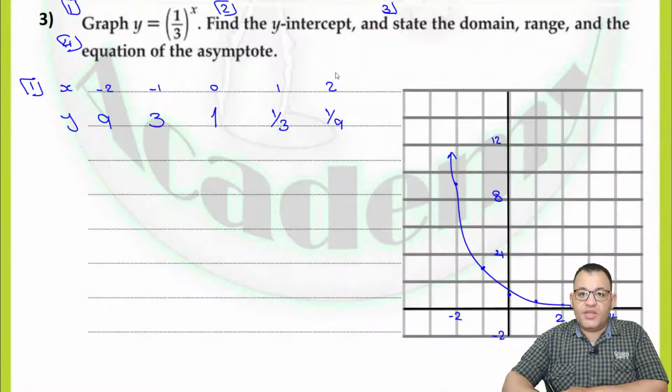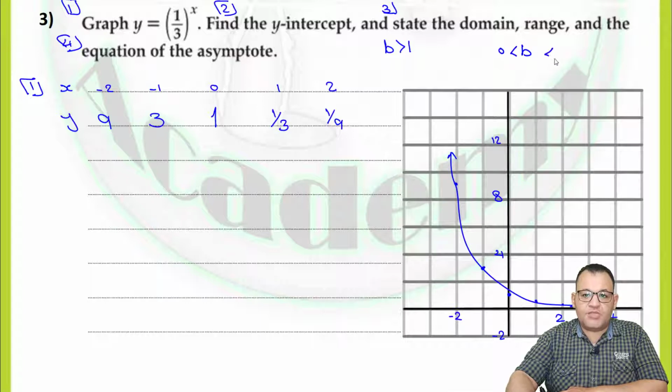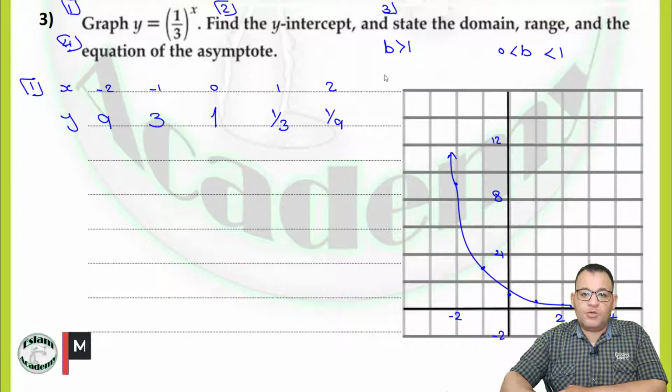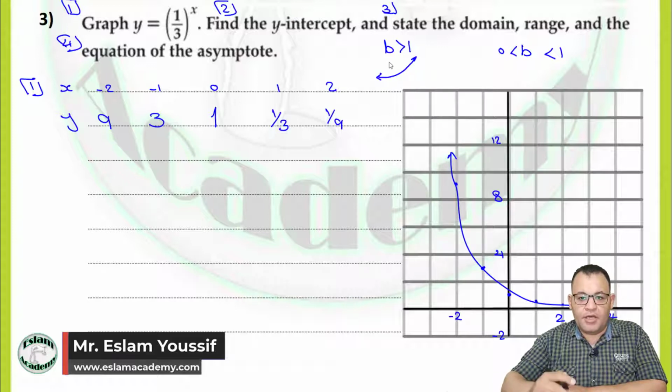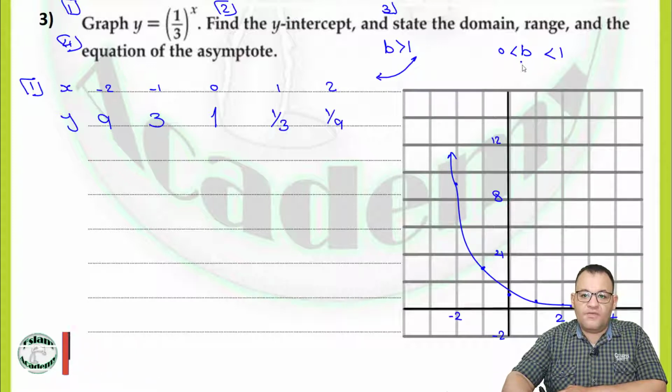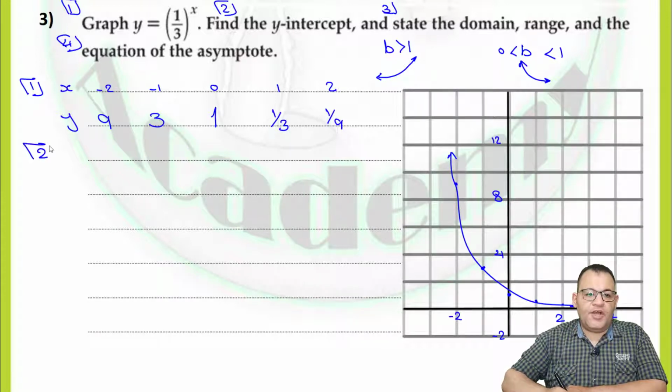So we have a difference between the two graphs. Look at question number 1 and number 2, you will find that b is greater than 1. And for number 3, you will find that b is greater than 0 and smaller than 1. For number 1 and number 2, the graph is increasing from left to right, it's going up. But in question number 3, it is a decreasing graph, it's going down.